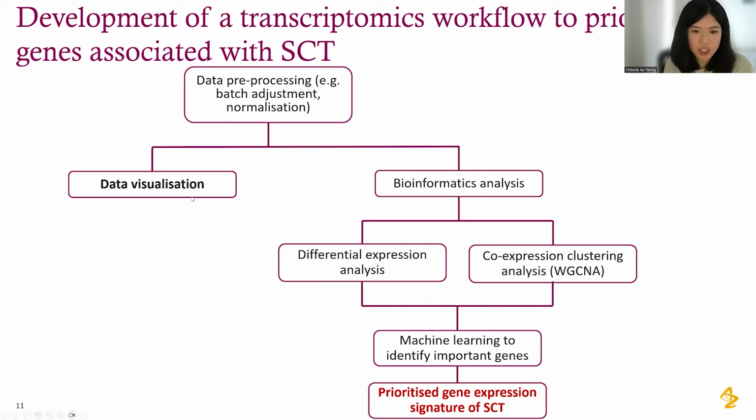After the data visualization step, we then have our statistical pipeline. And I'll go into each of the different methods that I've listed here, but just so that you have an overview for now. We perform 2 complementary methods, one called differential expression analysis and another called co-expression clustering analysis, to identify genes of interest from our data set. Afterwards, we perform machine learning, again with a feature selection step, to identify a smaller set of important genes, and this will give us our prioritized gene expression signature of SCT.